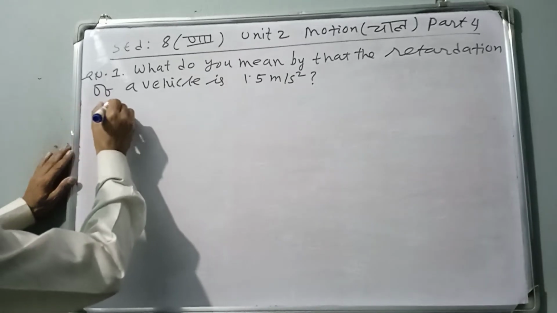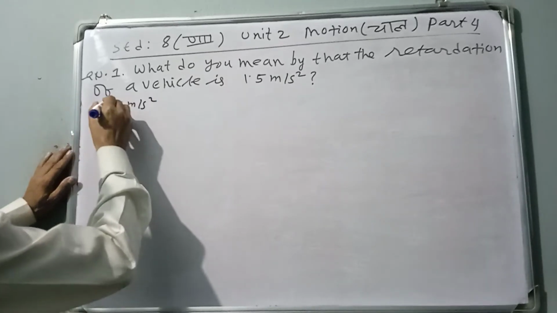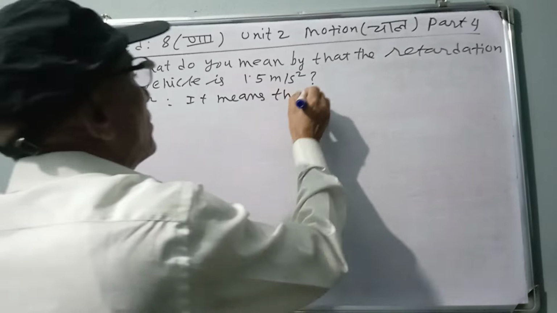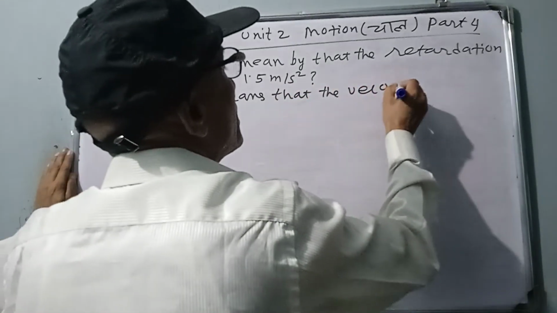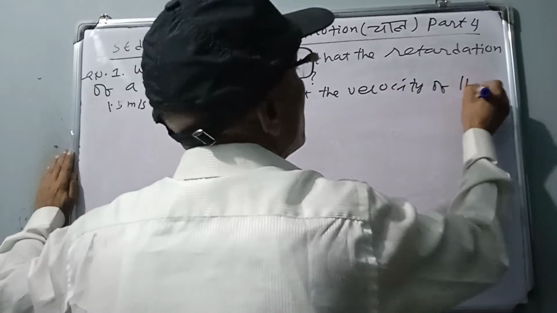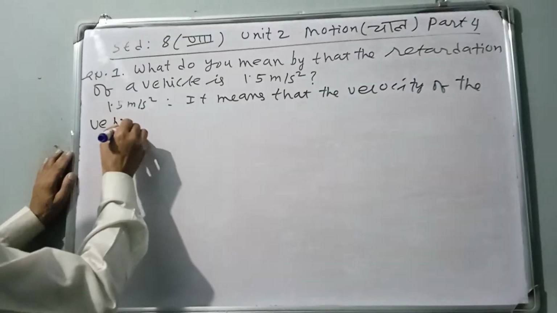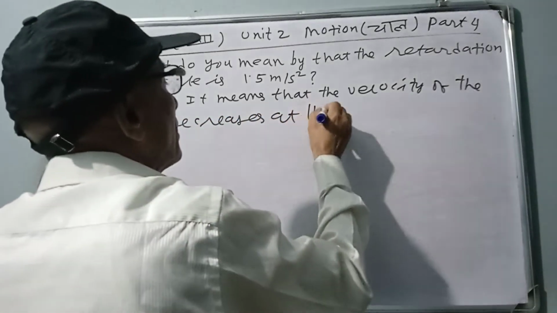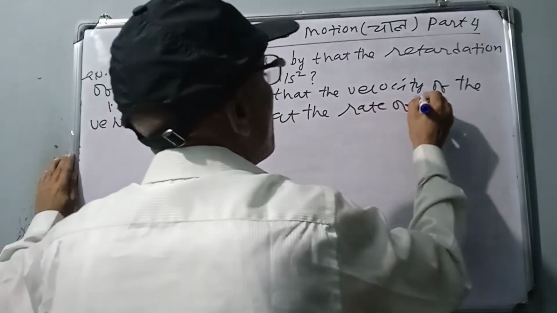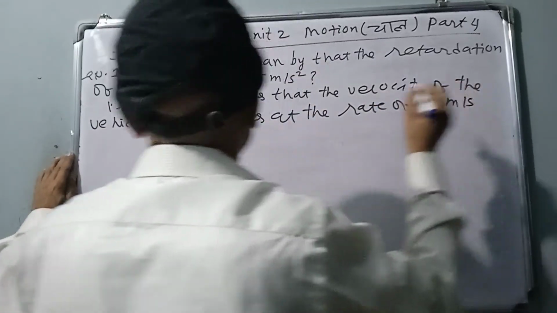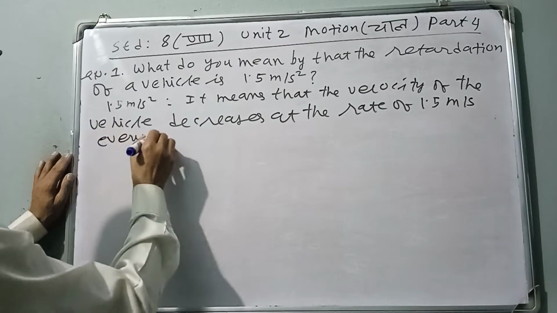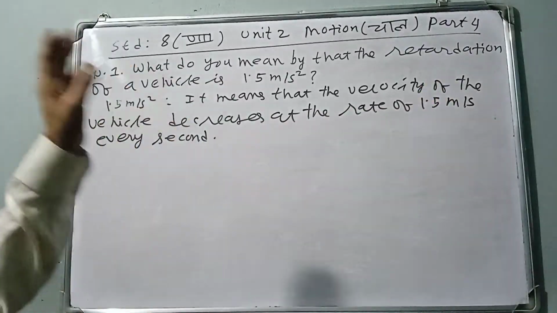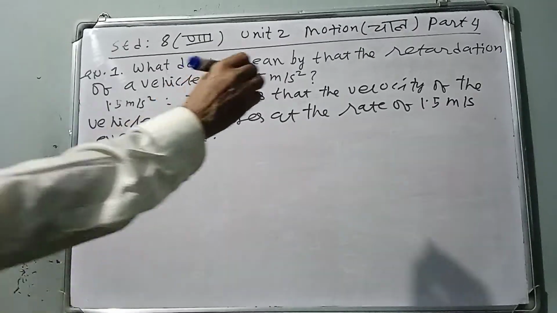Answer. 1.5 meter per second square. It means that the velocity of the vehicle decreases at the rate of 1.5 meter per second every second. In 1 second, the velocity goes on decreasing, and after a certain time, the velocity becomes 0.